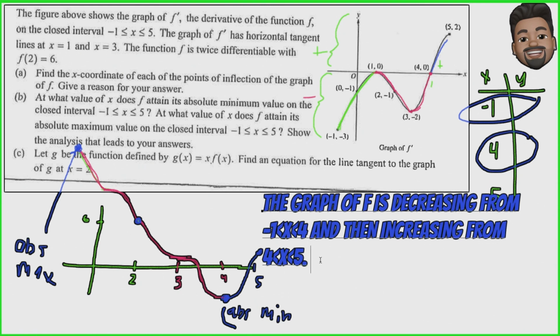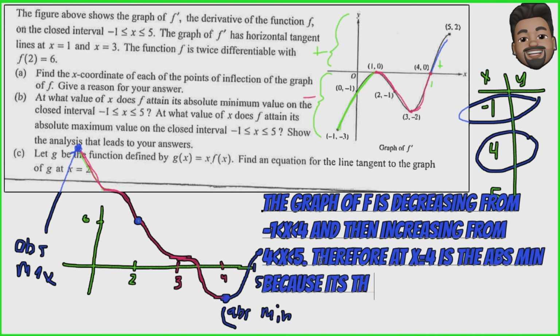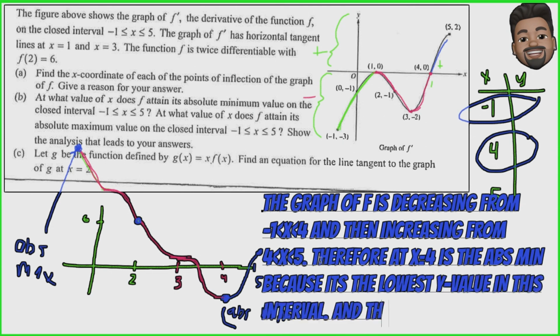Then we can say, therefore, x equals 4 is the absolute minimum because it's the lowest y value in this interval, and the absolute max is at x equals -1. This would be our final solution. Our job is to state that this is decreasing all the way down, so -1 has to be the highest point. You don't need to justify that part, but you do need to state what happened. It's decreasing from here to here, then increasing from here to here, and these are my absolute min and max.